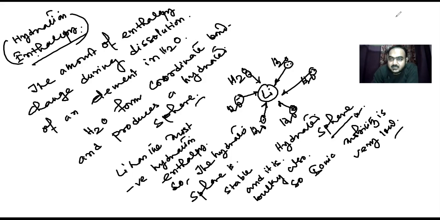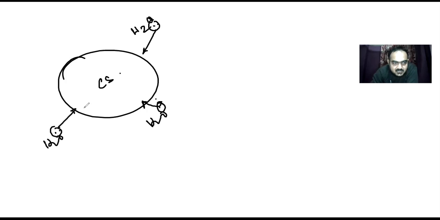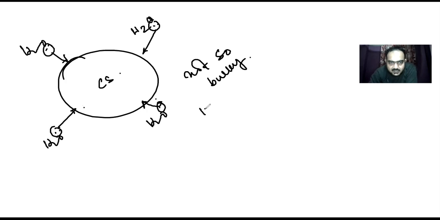Now in the case of cesium, it has a larger size, so less hydration enthalpy. Fewer water molecules will go to meet the cesium, and the sphere is not so bulky. So it has a higher ionic mobility.